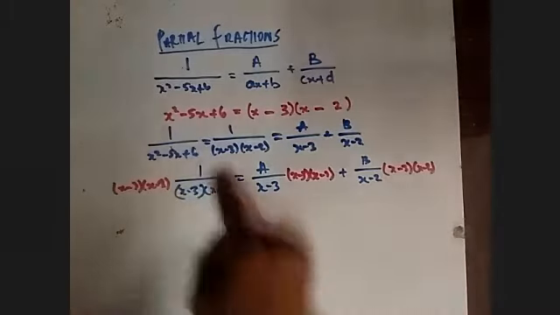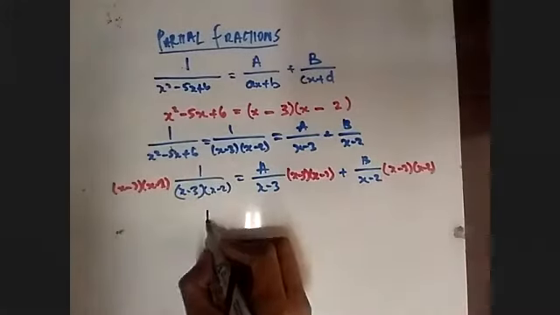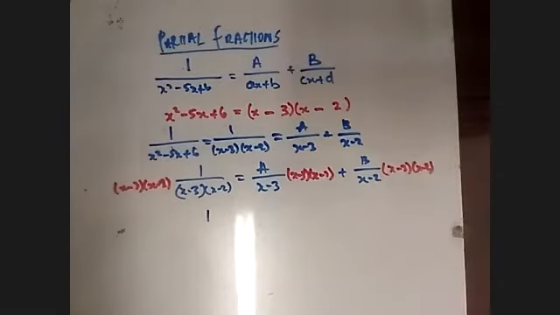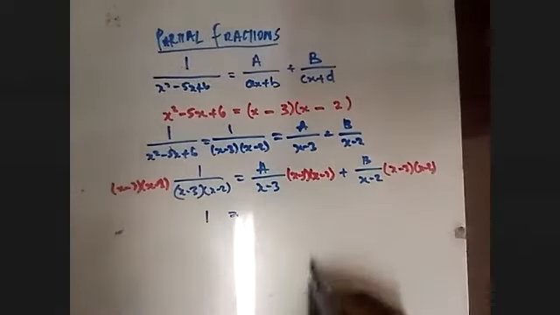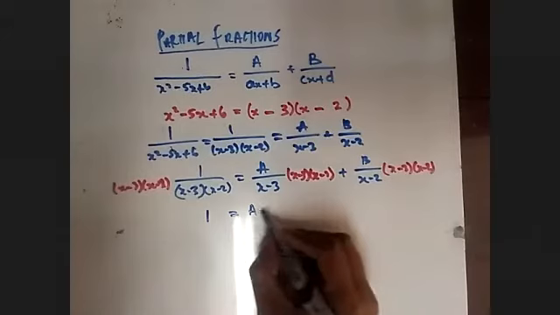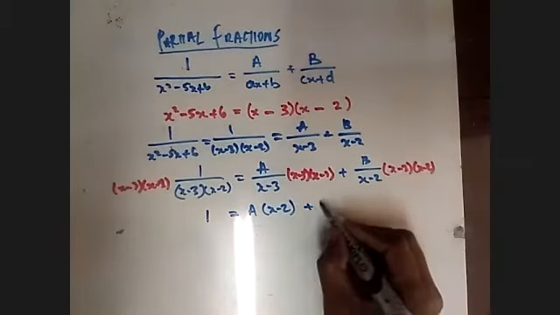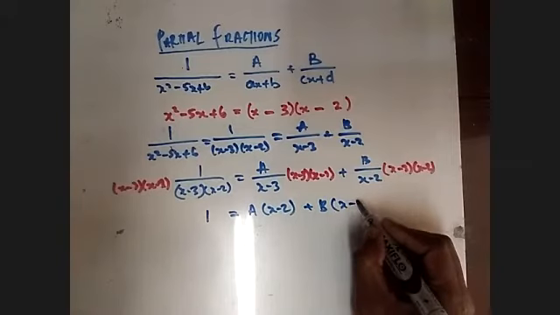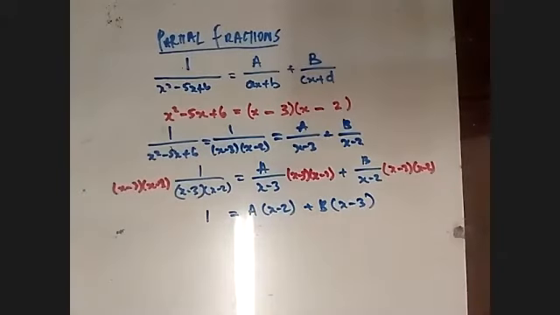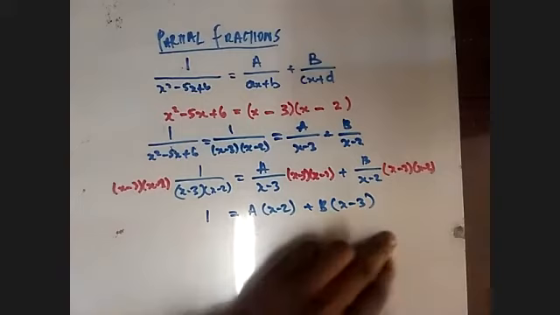What are we left with on the left-hand side? We are left with only 1, because each and every term will cancel. And then on the right-hand side, we're going to be left with a times x minus 2, and then on this side, b times x minus 3. So this is the general equation.